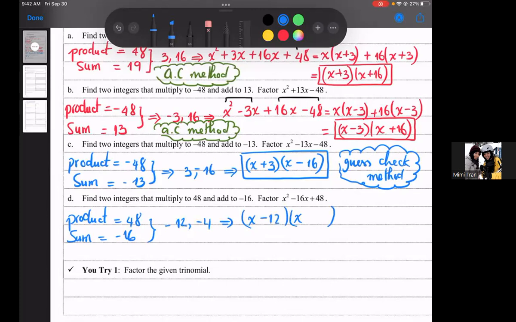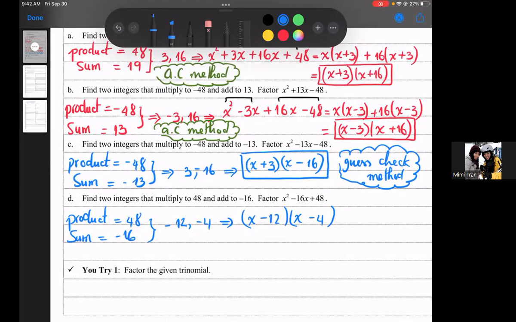Minus 12, minus 4. Now, a lot of people like easy methods because I can check. If something is wrong, I can always backtrack, right? How do I check this? So let's see. X times x is x squared. X times negative 4 is negative 4x.